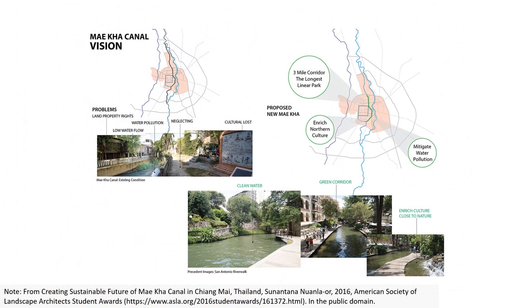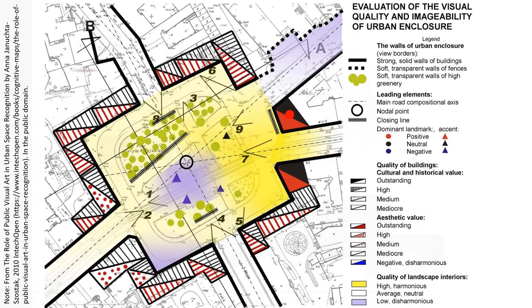Okay. This one is more of the sensory. So it gives the person looking at the site analysis the views that you can harvest from the site. So you see here, it's a 3-mile corridor, the longest linear park. So it's here, and then they show a photograph of what it looks like. Okay, so that's all used in your study.